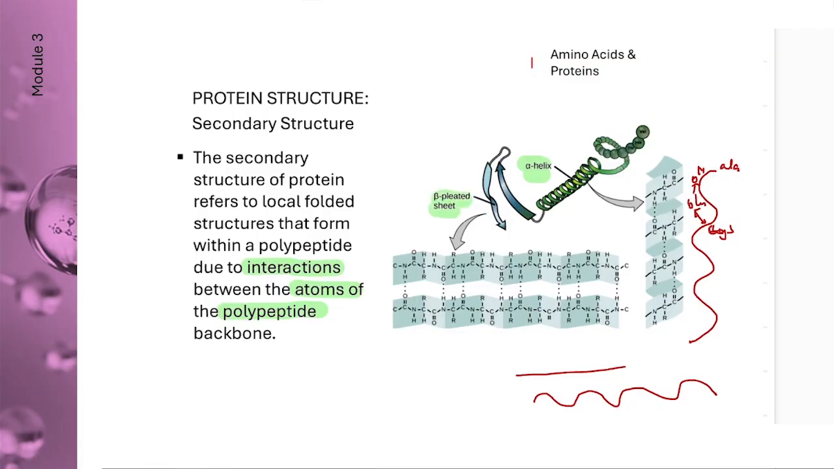In the beta pleated sheets, you have this kind of folding, but it's also from different amino acids, the bonds from the different atoms amongst the amino acids that form that polypeptide. Bonds are formed, and those bonds lead to either the helical structure or the sheet structure.